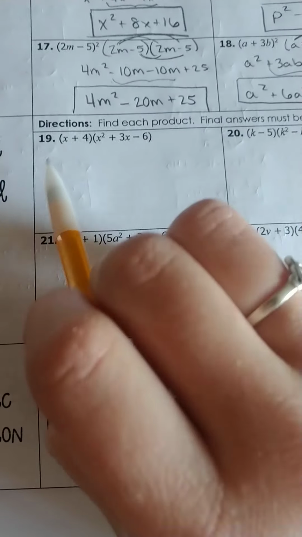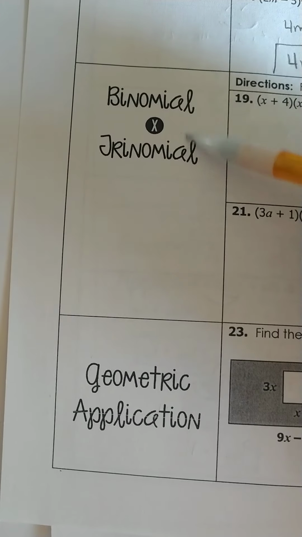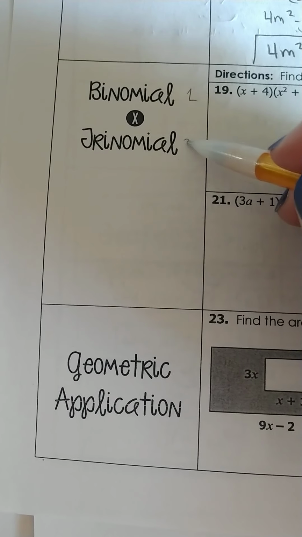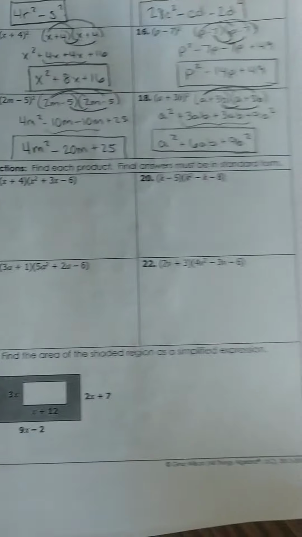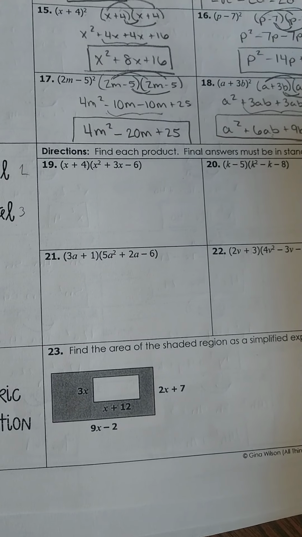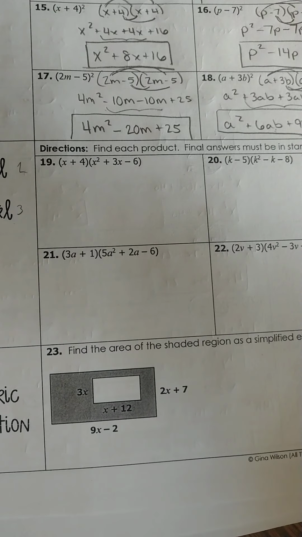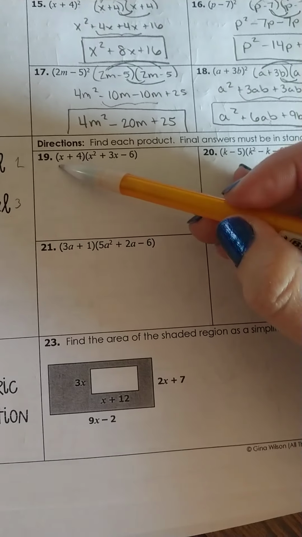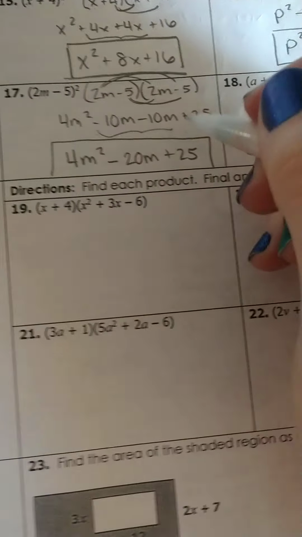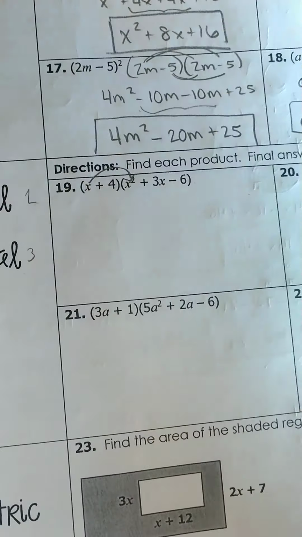So if you notice, you've got a binomial by a trinomial. And if you don't remember, it tells you binomial by a trinomial. You've got 2 terms times 3 terms. You're doing the same exact thing. This just takes a little more writing. You're distributing each term over here to each term over here. So we're going to start, and we are going to do x times x squared.